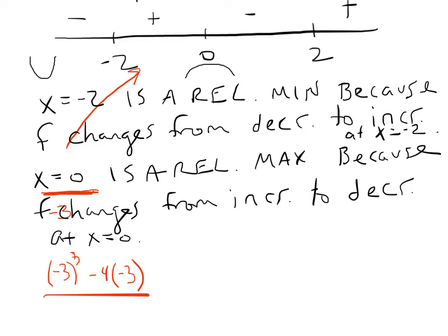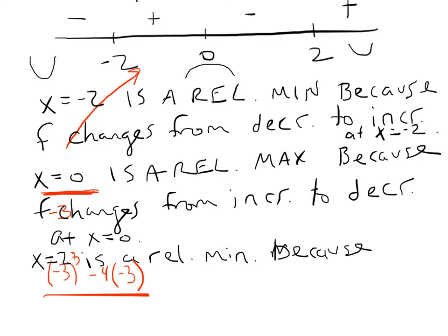The AP exam will be very, very picky, and if you say something wrong, you might end up losing a point. Now, same thing with 2. That's going to be a relative minimum. X equals 2 is a relative minimum because, and I'm going to show you a different way to write it.